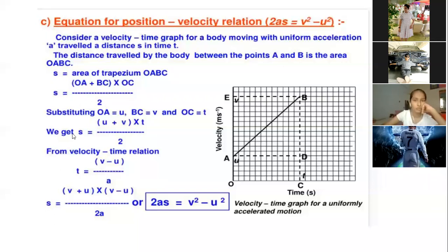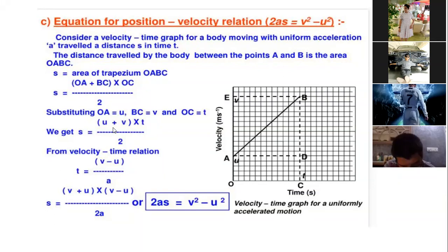Okay. So again, the same equation, S is equal to (U plus V) into T divided by 2. Now substituting the value of small t, that is (V minus U) divided by A. And you already have 2 here, can you see in the equation. So S is equal to (V plus U) into (V minus U) divided by 2A. So (A plus B) into (A minus B) is A square minus B square.